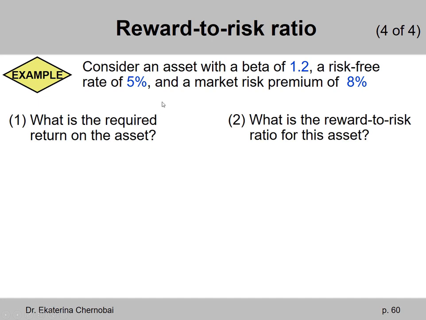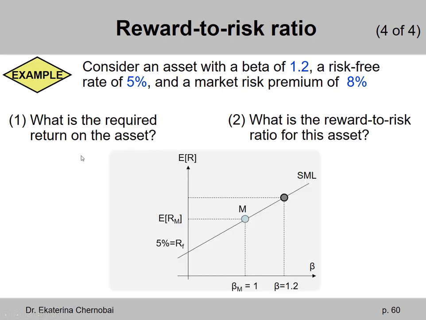Let's look at this example. Consider an asset with a beta of 1.2, a risk-free rate of 5%, and a market risk premium of 8%. Question number 1, what is the required return on the asset? Question number 2, what is the reward to risk ratio for this asset? Let's start with question number 1. What is the required return on the asset?